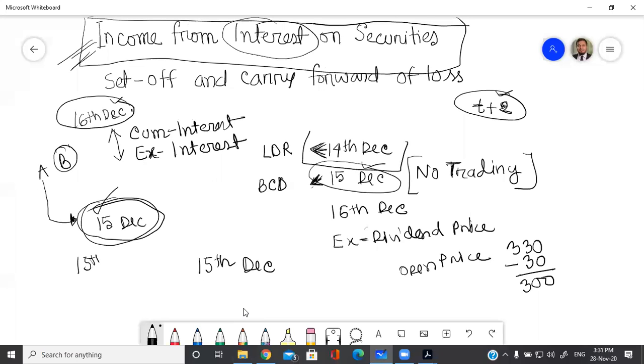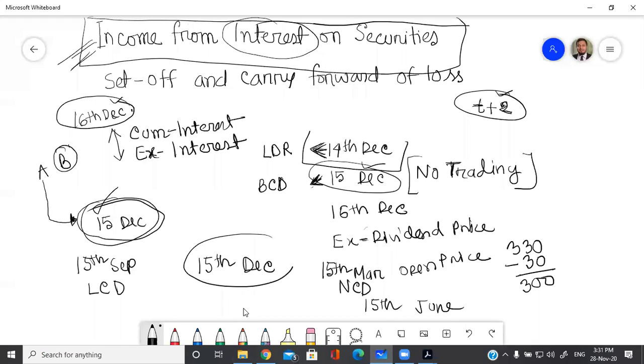15th September, is it? Yes, sir. Then what will be the next coupon date? 15th March. Then 15th June. So you can identify that it is the last coupon date. It is the next coupon date if you are right now here.